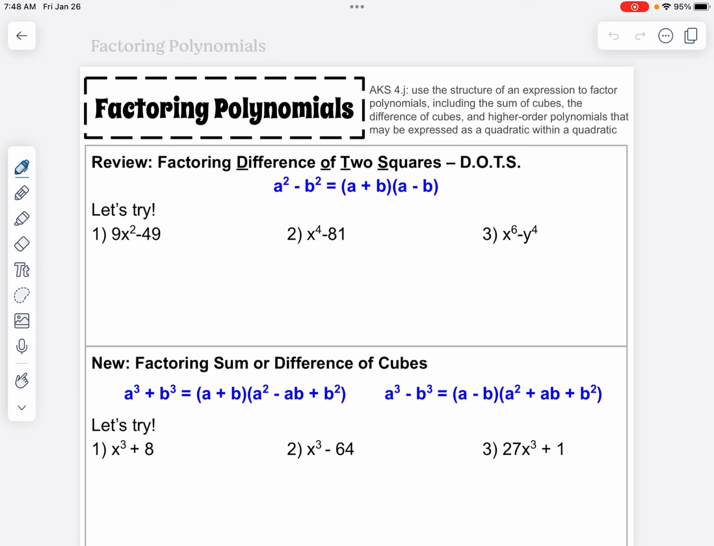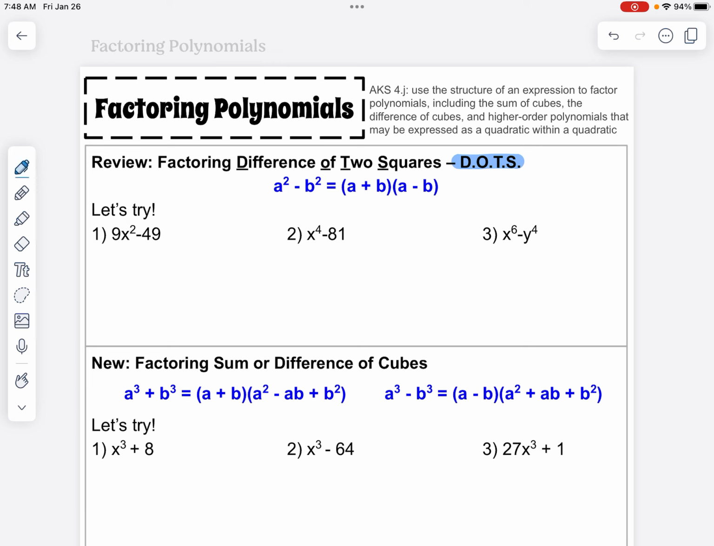Today we're going to go over factoring polynomials. There's a few different methods that we're going to learn, and the first one that we're actually going to review is the factoring method difference of two squares, or how we like to call it, DOTS.